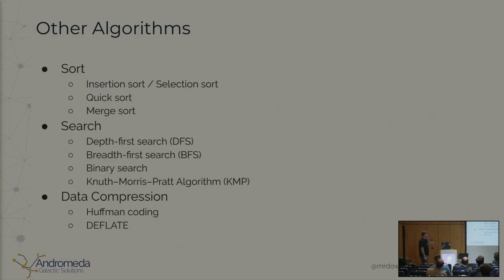Data compression, Huffman coding, deflate. So these are just examples of well-known algorithms within computer science that have existed and been tested for a very long time. Are they always going to be the fastest or the best? Not necessarily, but it's a really good default starting point. You do not want to write your own search algorithm unless you know why you're doing it.